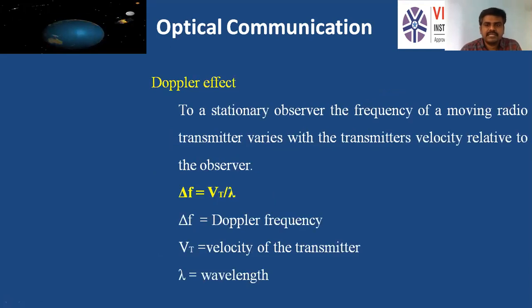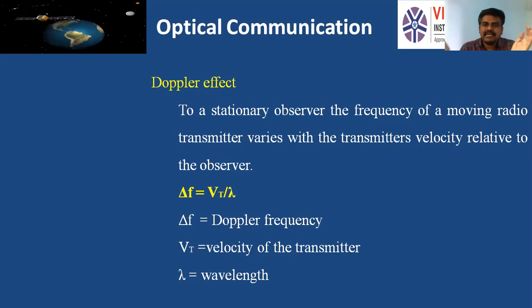The first one is Doppler effect. So we all know the Doppler effect. To a stationary observer, the frequency of a moving radio transmitter varies with the transmitter velocity relative to the observer. Here the observer means the earth station, and the moving radio transmitter means the satellite. The satellite is considered as the moving radio transmitter. Here observer means earth station.